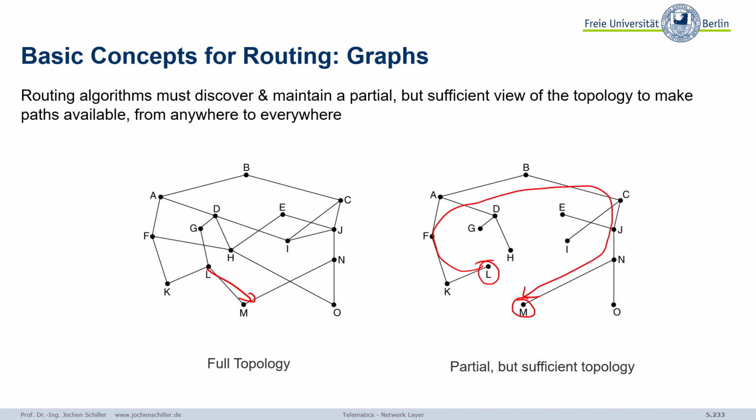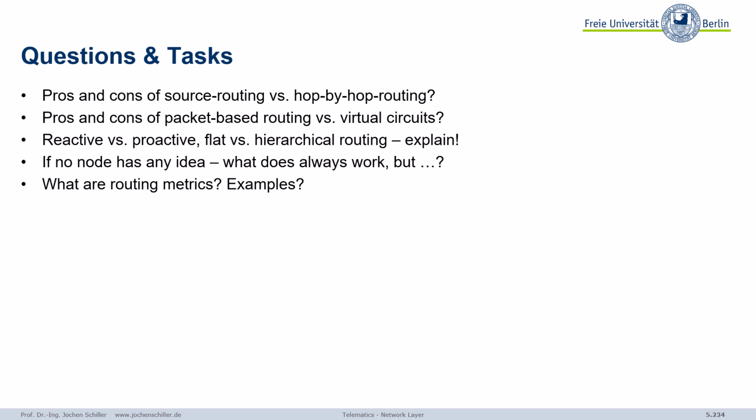Okay, we saw now many different concepts: source routing, hop by hop, packet, virtual circuits, packet based, etc. What are the advantages, what are the disadvantages of these different concepts? So please compare. What is source routing? What is hop by hop routing? Pros, cons, packet based, virtual circuits, reactive, proactive, flat, hierarchical. Why do we go hierarchical? Why do we go proactive in the internet?